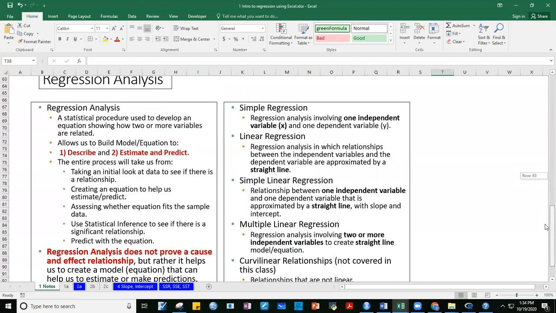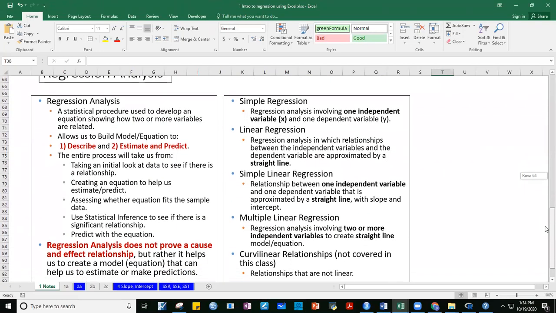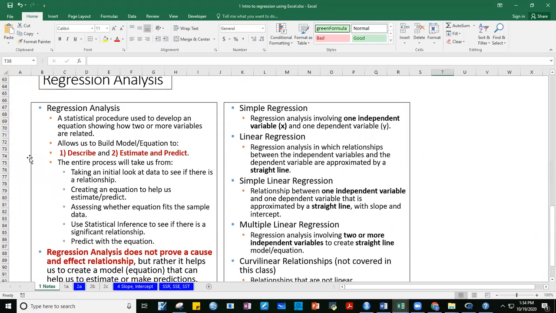Okay, so just some notes about regression analysis. I said a while ago that regression analysis is a statistical procedure where we try to establish an equation. How do you establish a relationship? It's in the form of an equation. If we're going to describe the relationship between two or more variables, then we use an equation to denote that relationship. That's why it says here, we're going to develop an equation showing how two or more variables are related.